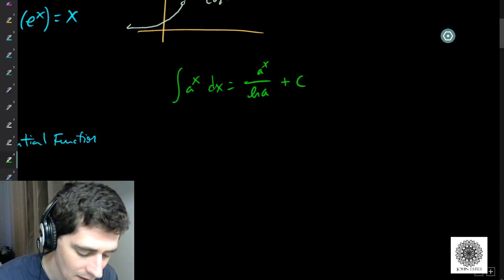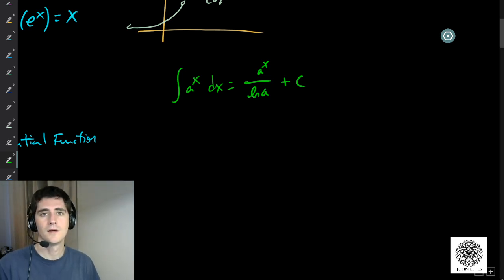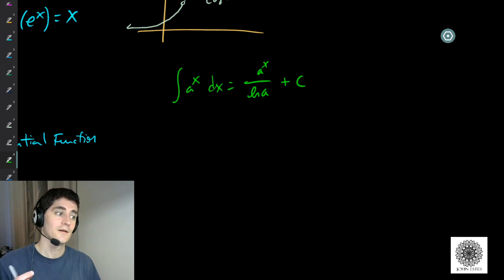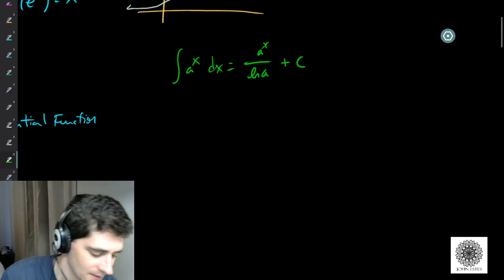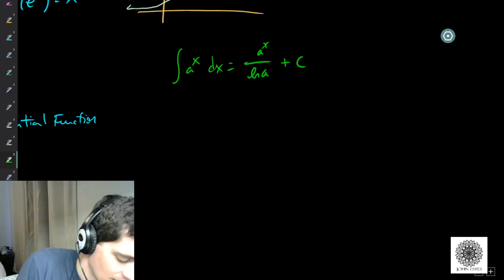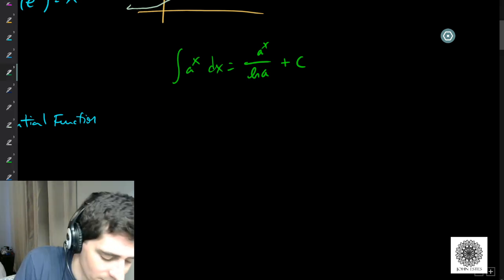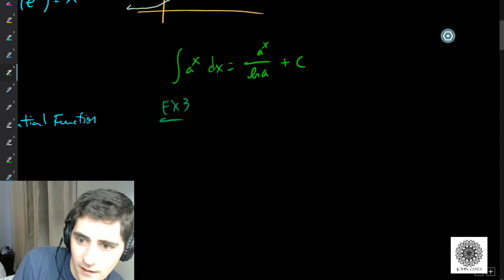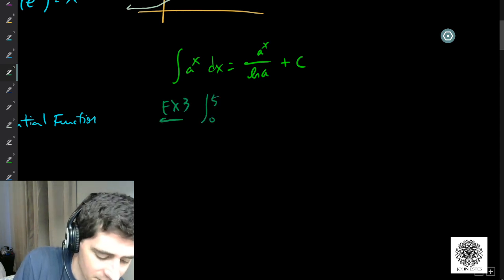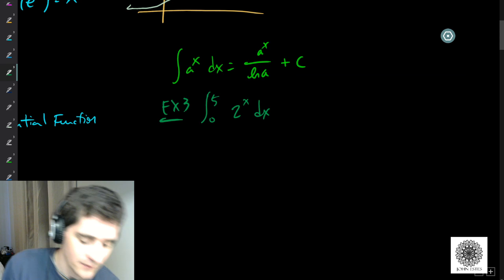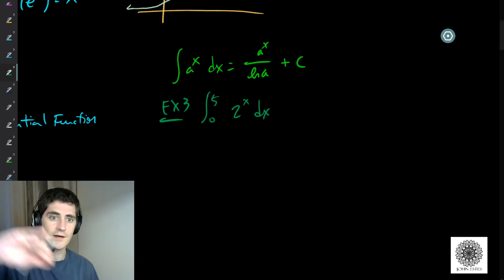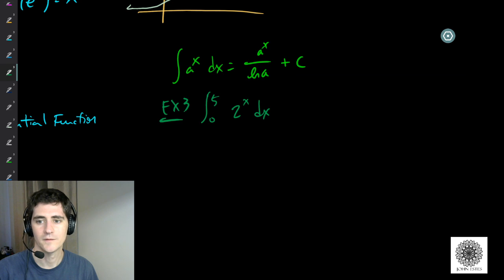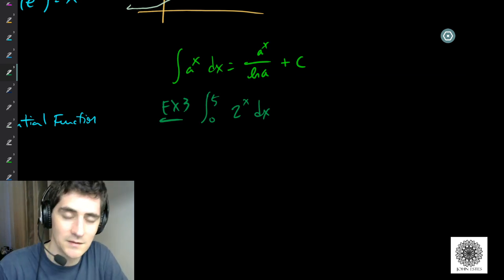I think that makes sense if you're thinking in terms of antiderivatives. If I take the derivative of a to the x over ln a, I get a to the x over ln a times ln a. The ln a's cancel, and I'm just left with a to the x power. As an example here, and in the book, this is example 3: let's go from 0 to 5, and we want to integrate 2 to the x dx. We're wanting to find the area under one of these exponential curves, going from 0 to 5.